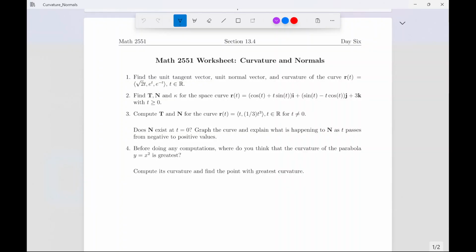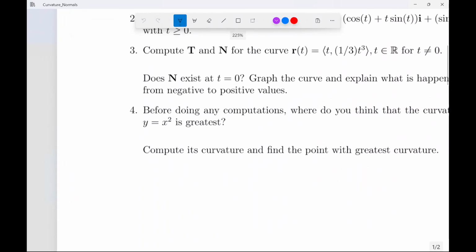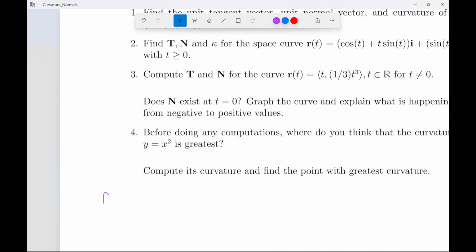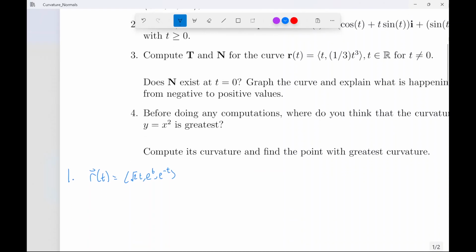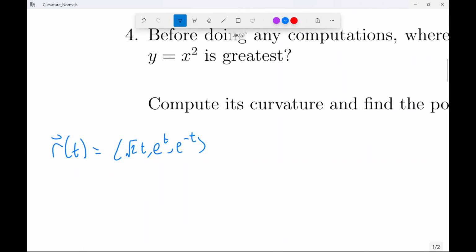Okay, so number one, find the unit tangent, unit normal, and curvature of this curve, which is r of t equals root 2t, e to the t, e to the negative t. Okay. And then t is a real number, so we don't have to worry about any domain stuff.